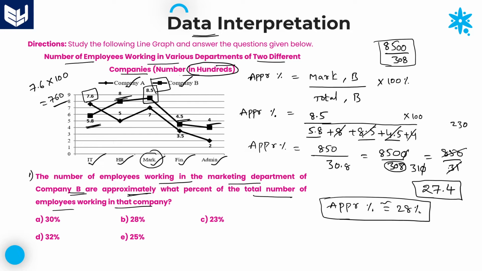850 by 31 is not a difficult task, but coming to 8500 divided by 308, that is a difficult task. So when you are solving problems based on approximations, definitely you need to go with the approximations. That too, you need to check the options, which options are closest to the approximate value. So according to the options, 28 percentage is nearest to this value.